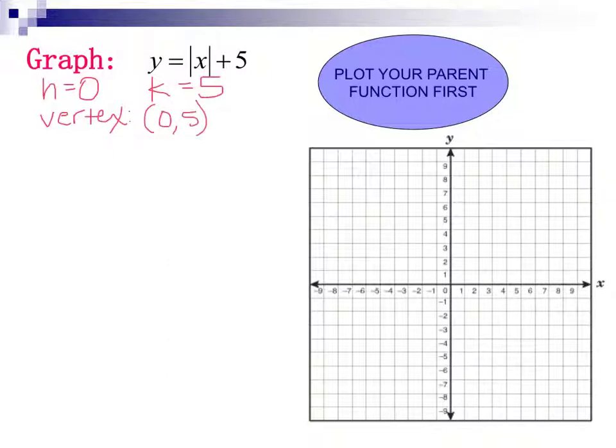Right? That means that I'm going to have no horizontal shift. I'm not going to move left or right. However, I will have a vertical shift of 5. I'm going to move up 5.